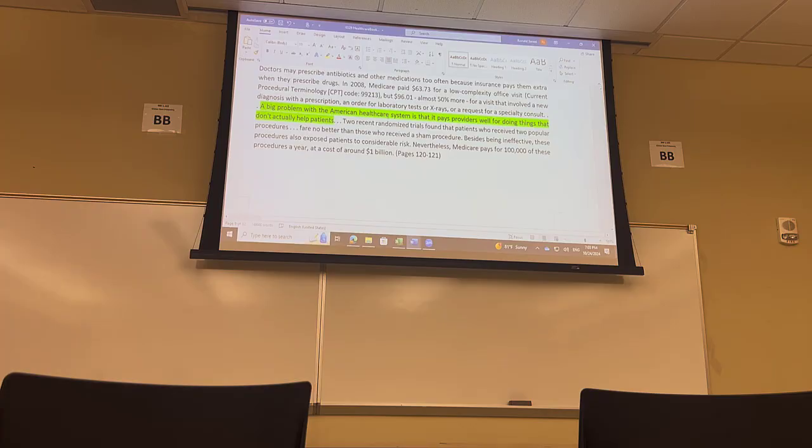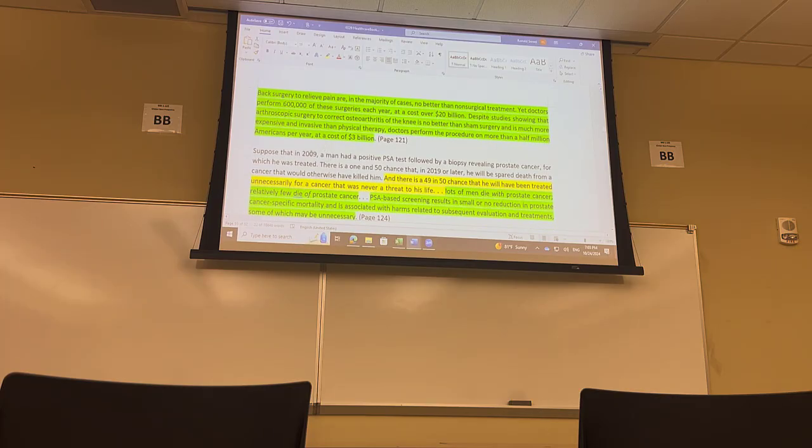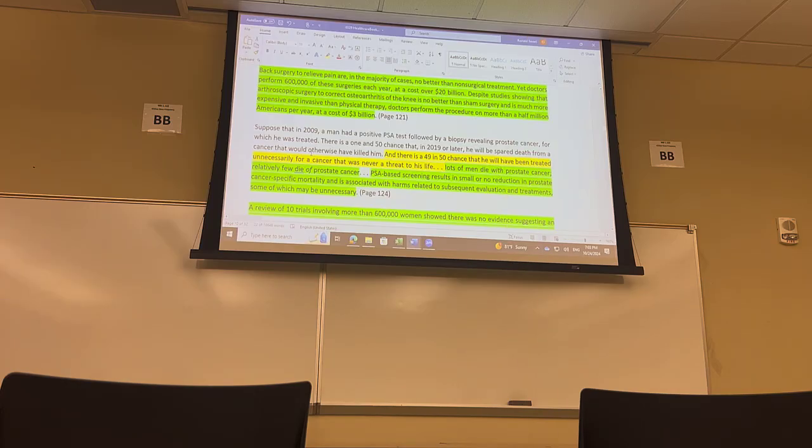A big problem with the American healthcare system is it pays providers well for doing the things that don't actually help patients. You should have a quote like that somewhere in your paper. That's under efficiency: inefficiency is encouraged. Back surgeries to relieve pain are in a majority of cases no better than non-surgical treatment. Yeah, this is back to the evidence-based.